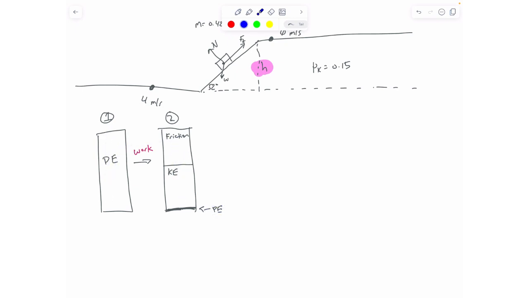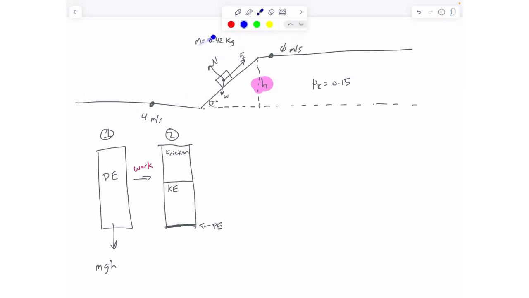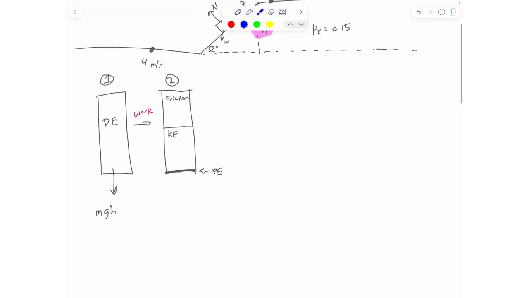Okay, so what's potential energy? Well, potential energy is just mass times gravity times height. Do we know mass? Yes. It's 0.42 here at the top. Do we know gravity? Yeah, 9.8. Do we know the height? No. We don't know that. So out of this part here, changed to this, we don't know this. We don't know this.